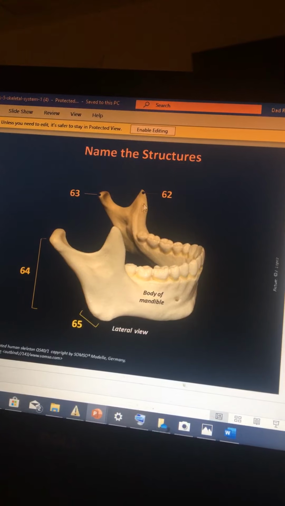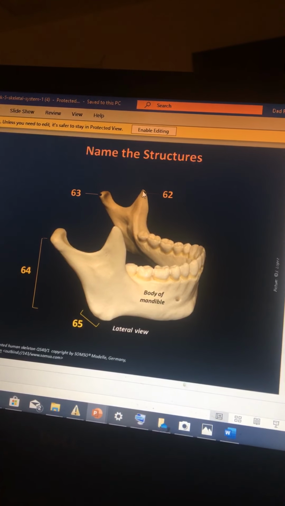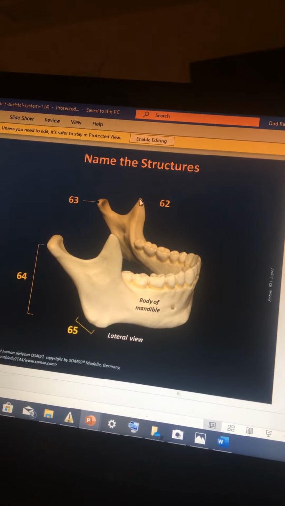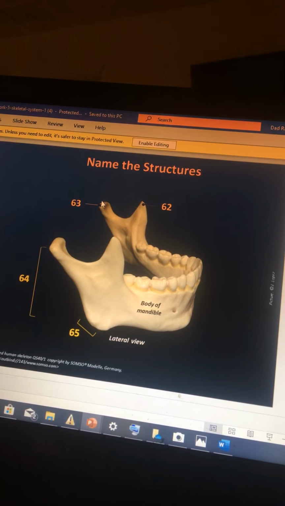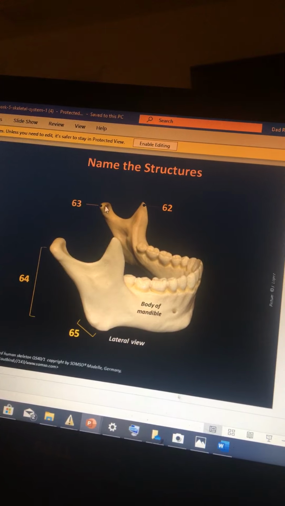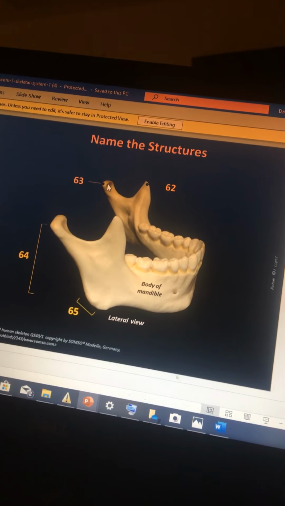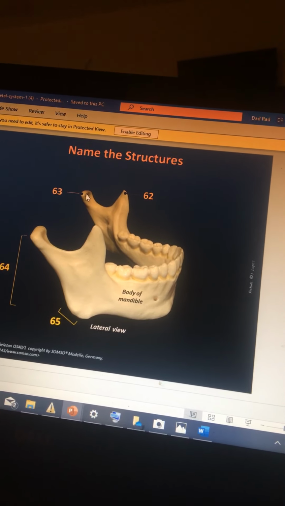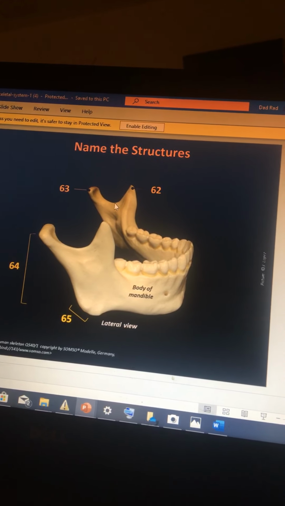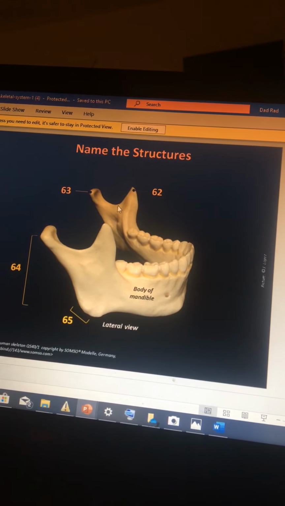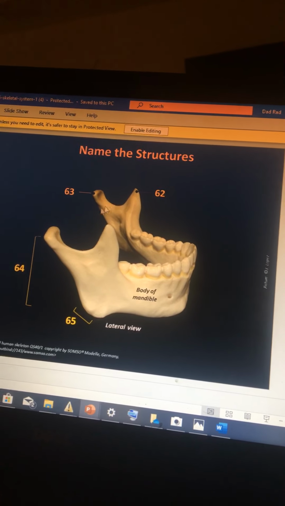Then it also has the coronoid process, the condylar process, and I'm gonna name one more, which is the mandibular notch.